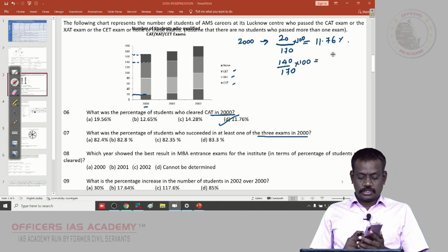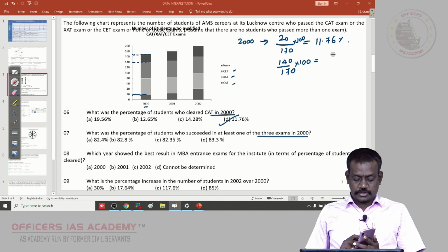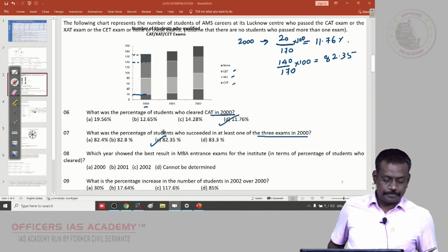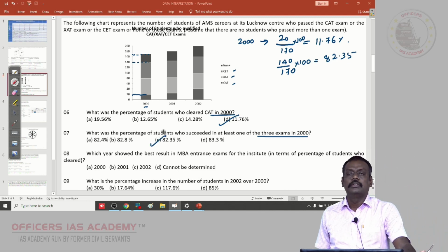It is 140 divided by 170. You will get 82.35. Okay, 82.35.